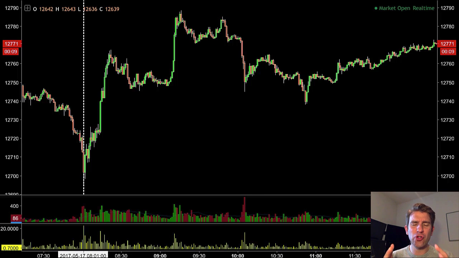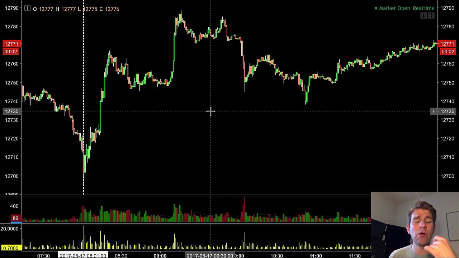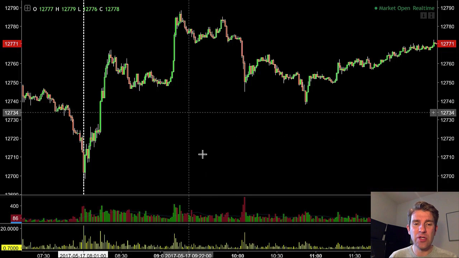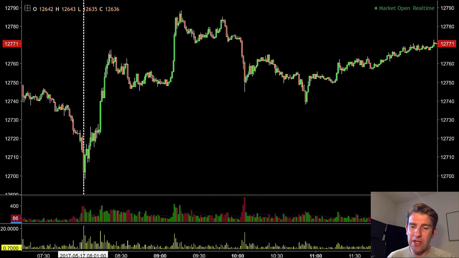So we've identified a broad structure with pullbacks. Very broad, very basic, but it's nice to sometimes give your trading style a little bit of boundaries and a little bit of focus. So we've got 1, 2, 3. So how do we get involved in each one of those pullbacks?